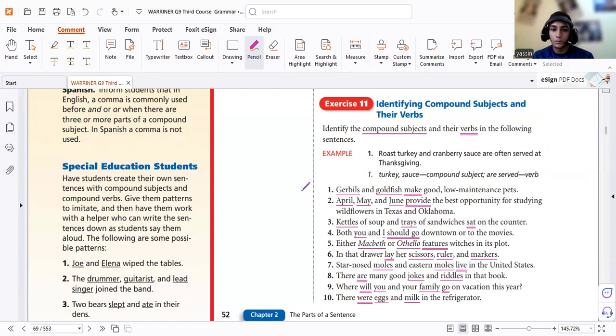And remember, the subject is plural, and the verb must be plural. Yes or no? Yes.